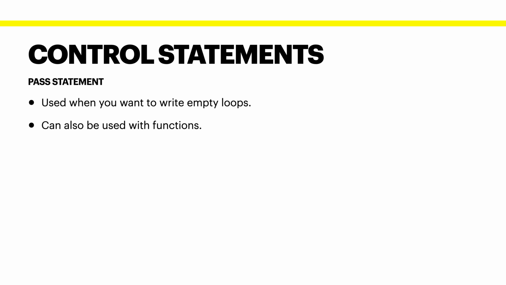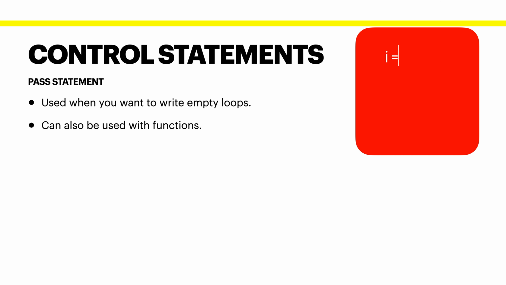In the first example, I have initialized the variable I with the value of 0. Then I'm checking if I is less than 13. If I is less than 13, then the condition becomes true and we enter into the while loop. On entering the while loop, we increment the value of I by 1 and then we simply write the pass statement. And after writing the pass statement, we go out of the loop and we write the print statement.